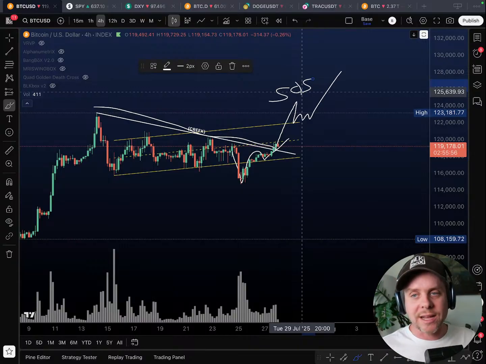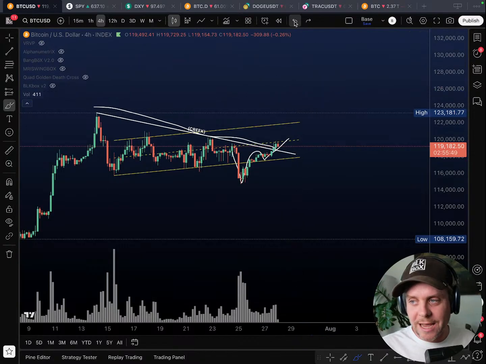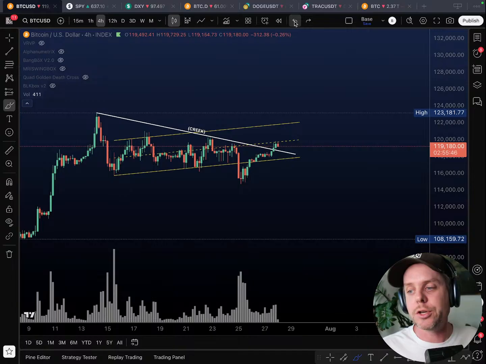If we see that SOS, we're off to the races, ladies and gentlemen. We're going to much higher levels. 150K Bitcoin is on the very near term horizon.